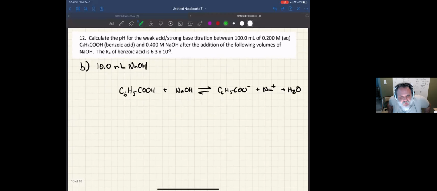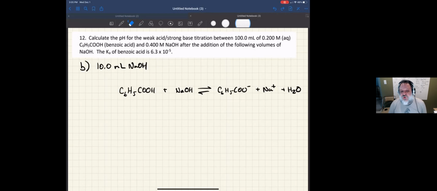All right, here we are, part B of question number 12. Now we're moving on into the titration, and we've added 10 milliliters of the sodium hydroxide. What's challenging here is that you have to be able to wrap your head around what's actually going on as far as the chemistry is concerned.